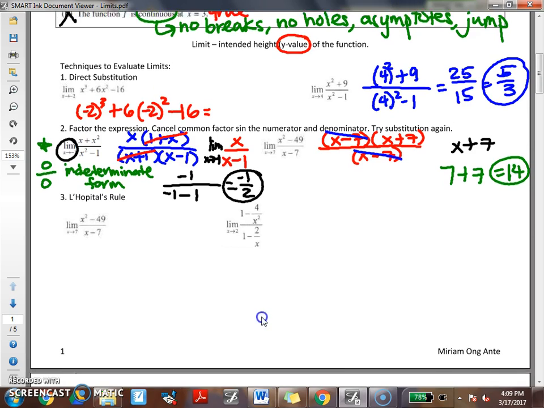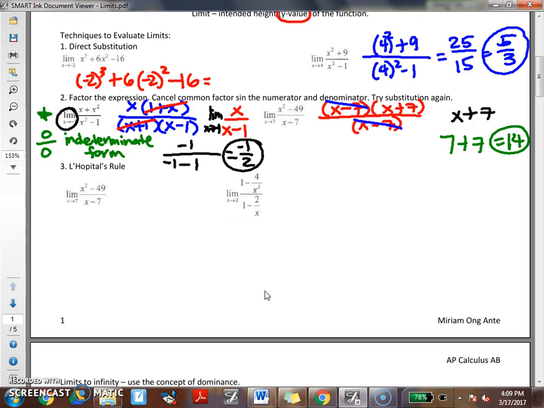The last technique, and this is probably the most useful because it works all the time. And, well, not all the time. It works for all the problems that you may encounter in the AP exam, such that when you plug it in, you get a 0 over 0, which we hate. Okay, it doesn't work. So this is what we do.